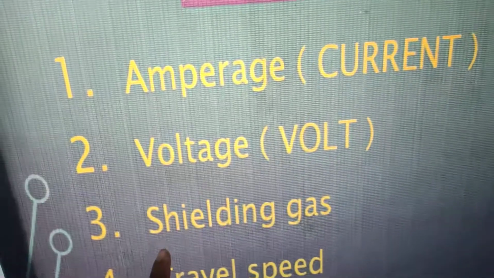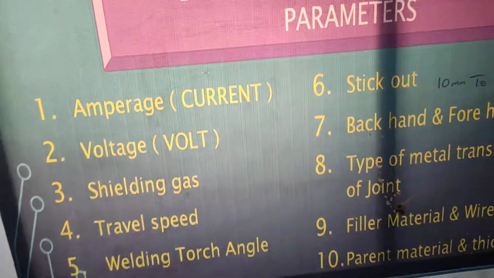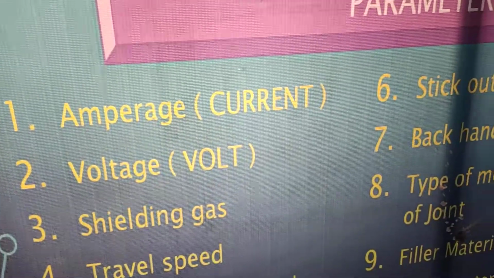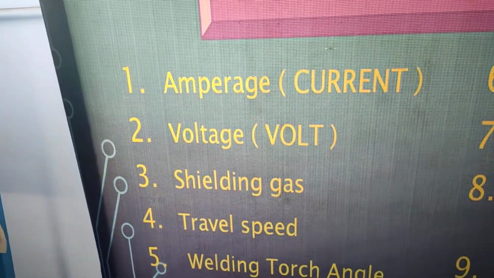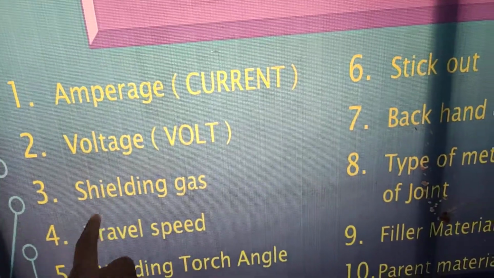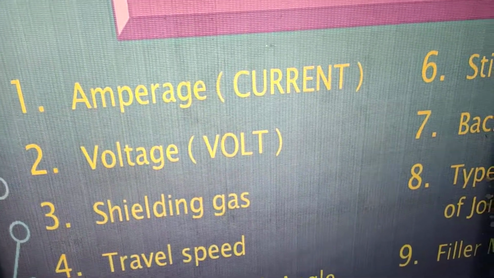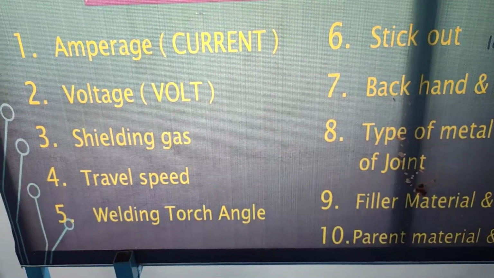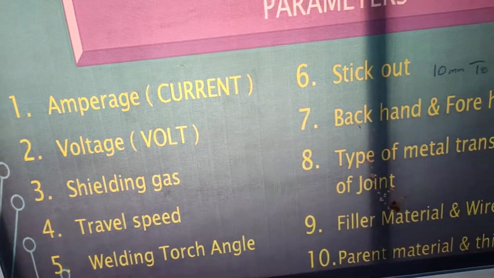Next one is the shielding gas. The shielding gas is a main important thing. We have to use shielding gas for GMAW welding. For most welding we use gas. We use shielding gas to prevent the atmospheric gases from affecting the weld. This is the function of the shielding gas. The gases mostly used are carbon dioxide, argon, oxygen, helium, and mixed gas. We mostly use the mixed gas only.